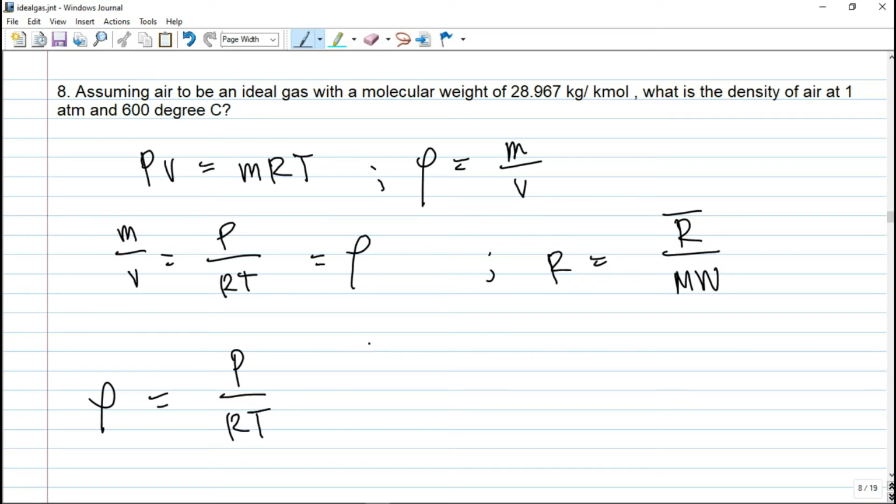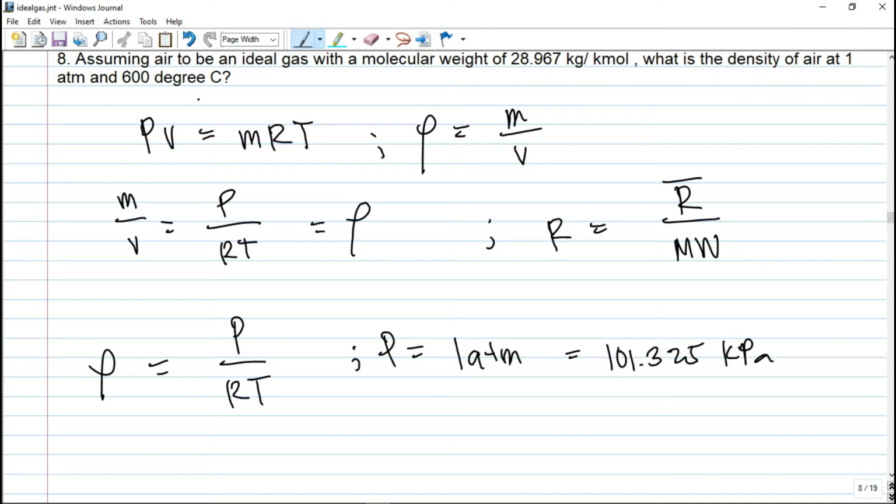So if density is equal to P over RT, let's just first solve for its gas constant to find this density. Ang pressure natin is given as 1 atm. By conversion, 1 atmosphere, that is standard pressure at sea level, is 101.325 kilopascal. Yung temperature natin is in degrees Celsius, so mag-add tayo ng 273 to 600 to convert that to Kelvin. So this is equal to 873 Kelvin.